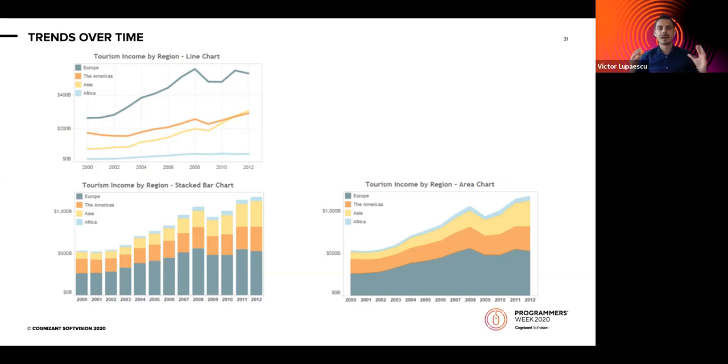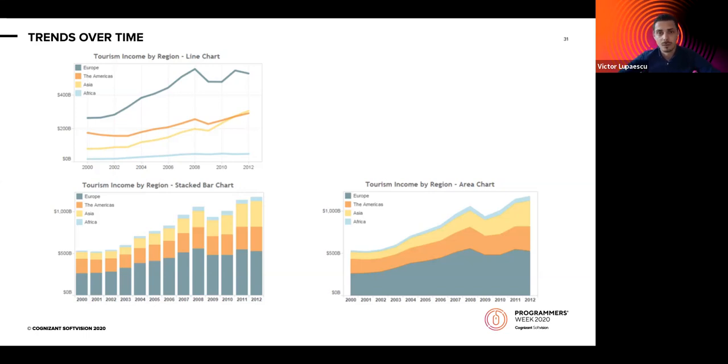The thing is, it's pretty hard for the human mind to compare things that are not starting at the same point, right? So it's easy for me, for Europe, to see the trend here. It's really hard for me to see the trend for the Americas. It is a little bit easier on the area chart because I can compare the angles somehow and make a little bit of sense of the data, but still it's a little bit harder. And again, you don't want your user guessing what you are trying to say.